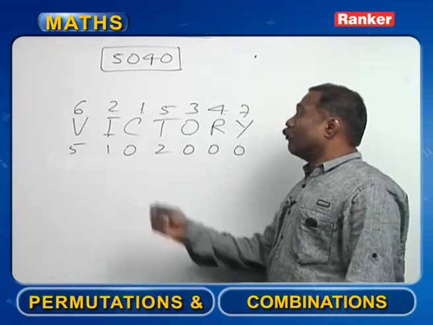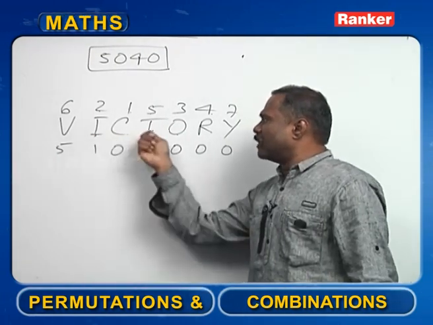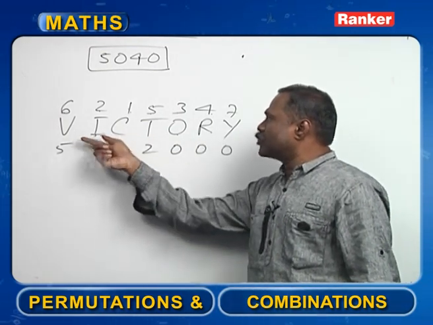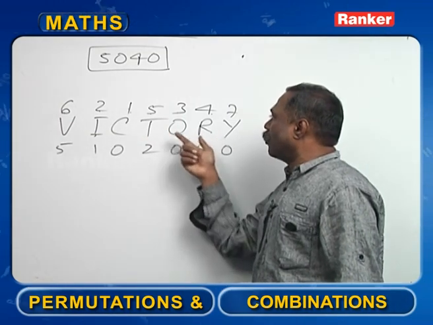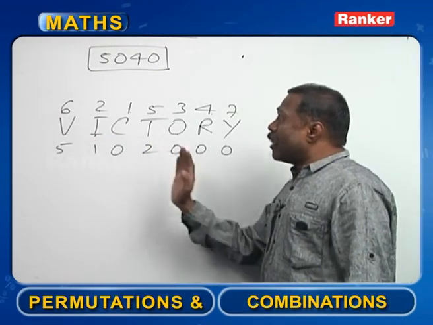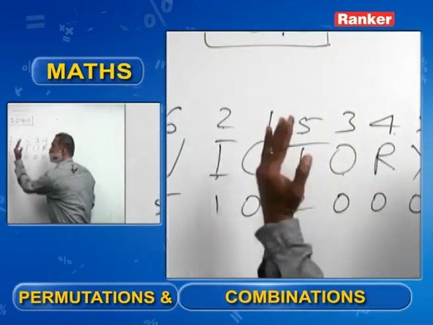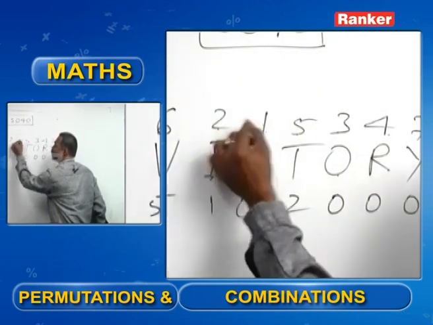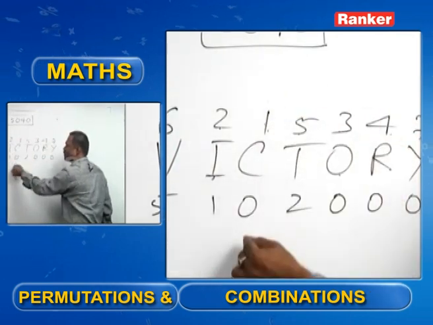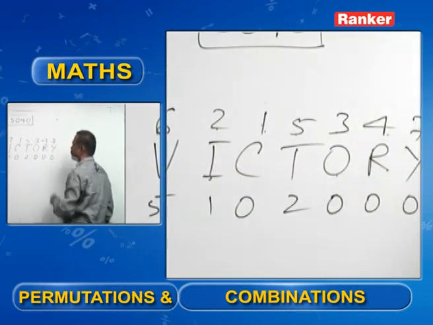I repeat, whatever word you take, first of all, give the alphabetical numbering according to A to Z. I have given C1, I2, then O3, R4, T5, V6, and Y7. Next, I have counted the numbers that are less than each number, only to the right-hand side of it. Less than 6: 1, 2, 3, 4, 5, so 5 is written. Less than 2, only 1. Less than 1, nothing is there, 0. Less than 5, 2 are there. Less than 3, nothing is there. Less than 4, nothing is there. Less than 7, nothing is there.